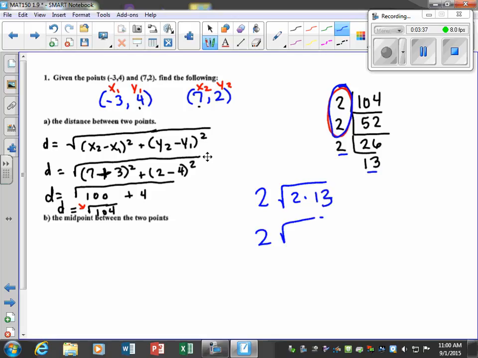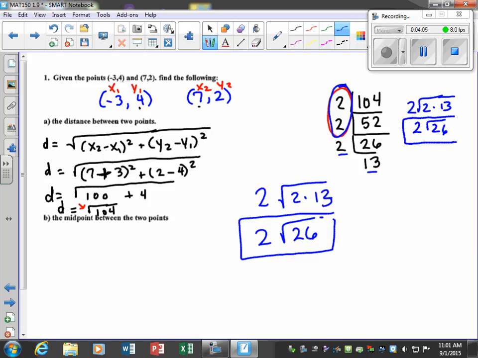2 times 13 is 26. And the reason why, when you have a pair of 2, you get a 2 to come out, is because what's 2 times 2? 4. What's the square root of 4? 2. So that's the very basic of basic that you can break it down. And of course you can skip any steps that you'd like to. Let me bring this over here so I can have more room. So the exact answer is this.